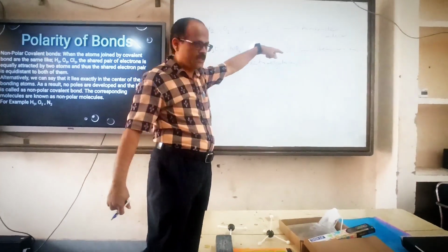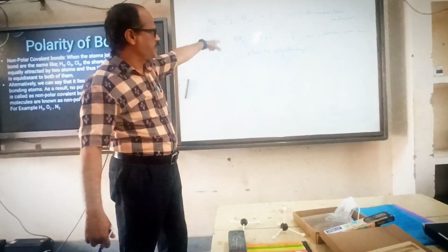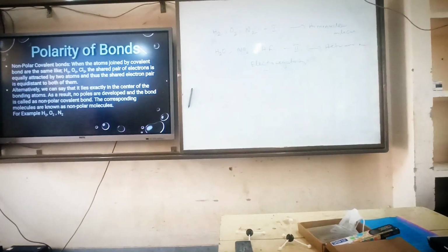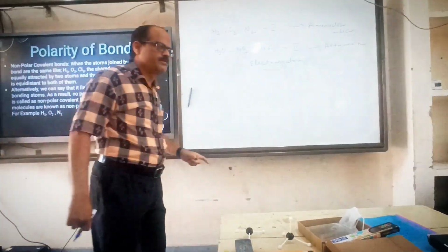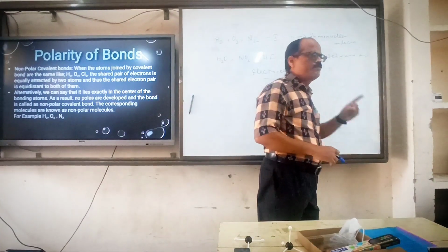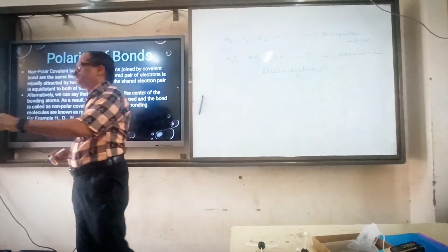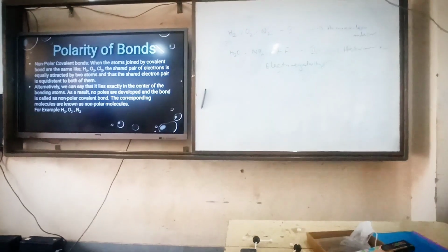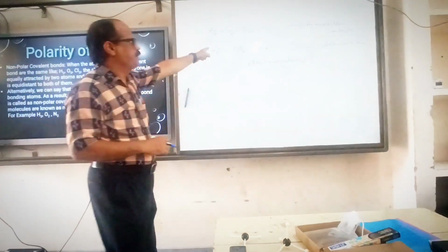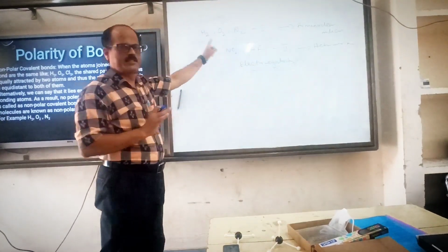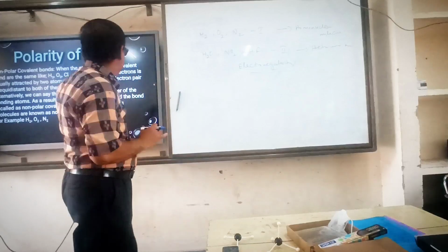And due to this electronegativity difference, in second case you will observe the polarity, or that is called charge separation, charge difference. But no polarity you will find in first case because the electronegativity difference is 0. Since the electronegativity difference is 0, we will not find any kind of polarity in first case. Is it clear to everybody? Yes. In second case, some polarity we will observe.